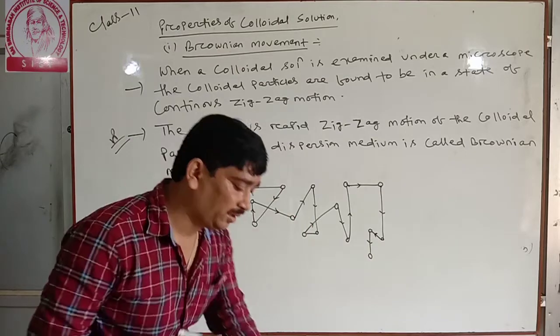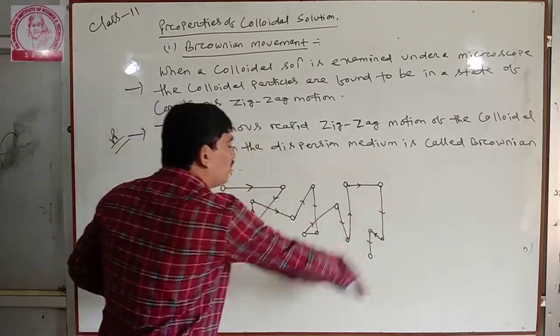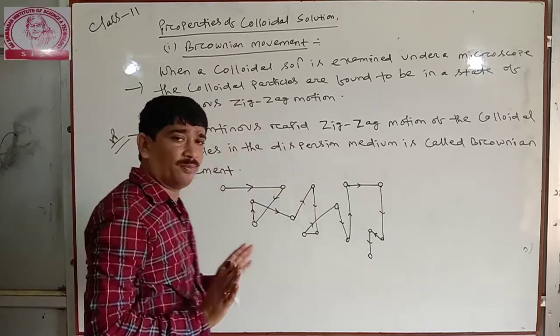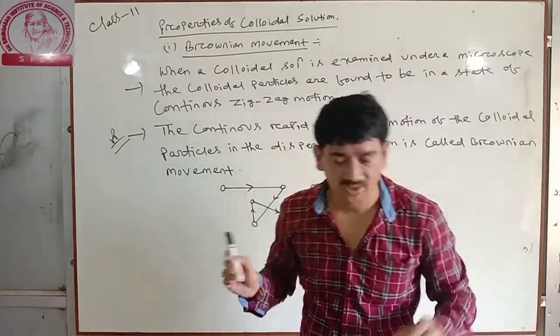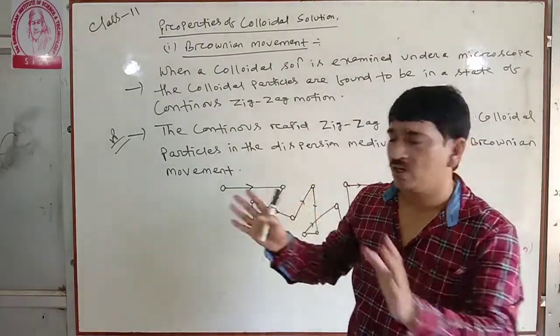Look at this zigzag motion. The particles which are moving in zigzag motion, that is called Brownian motion. Very important. So this figure will indicate Brownian movement of colloidal particles.